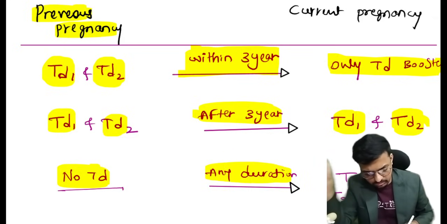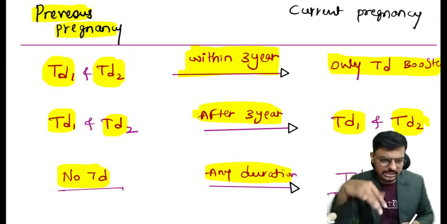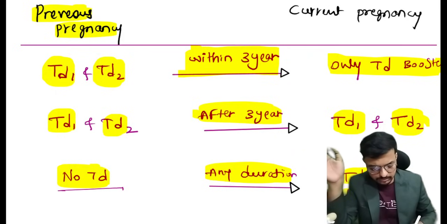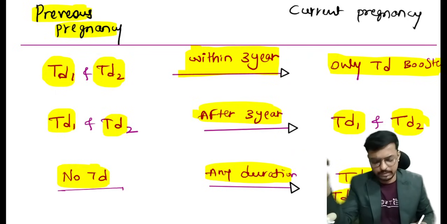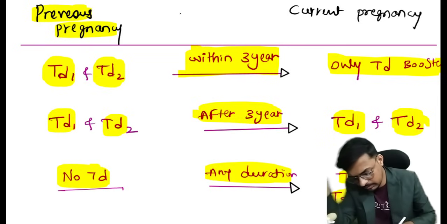Okay, so any duration, irrespective of the time, if she is getting pregnant the second time, we will give TD1 and TD2 if she has not taken any TD vaccine in the previous pregnancy. Okay, this is a very, very important concept, beta.